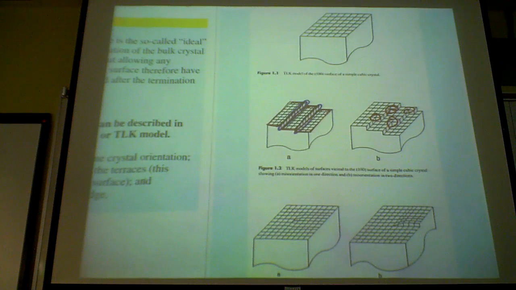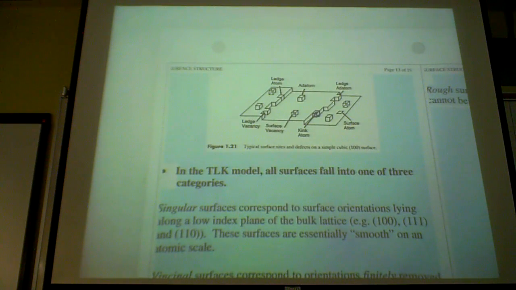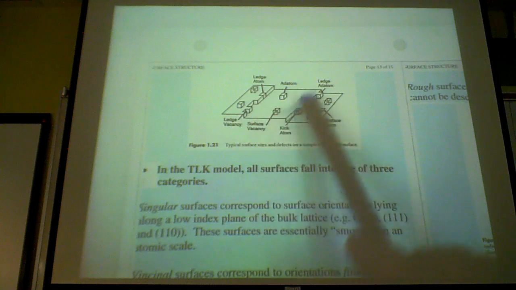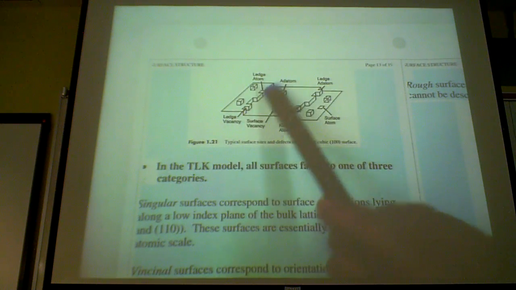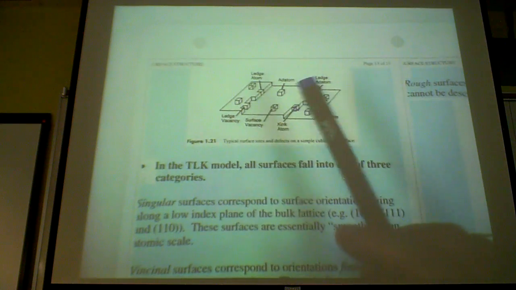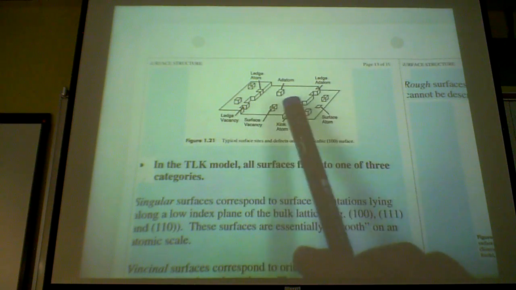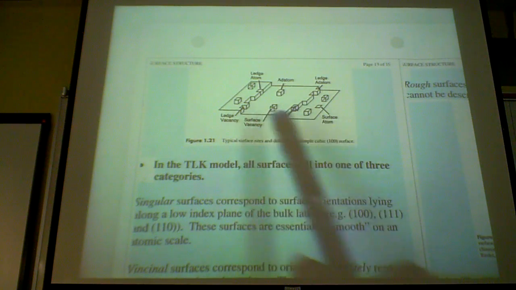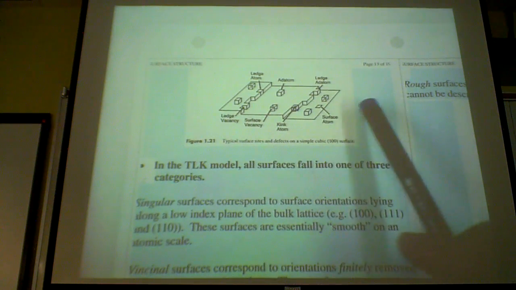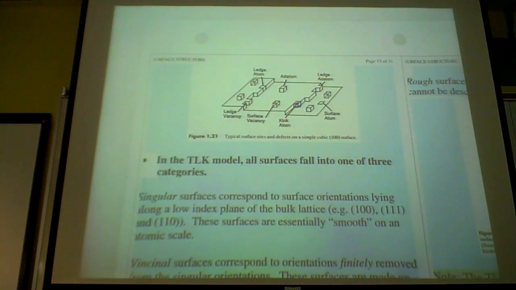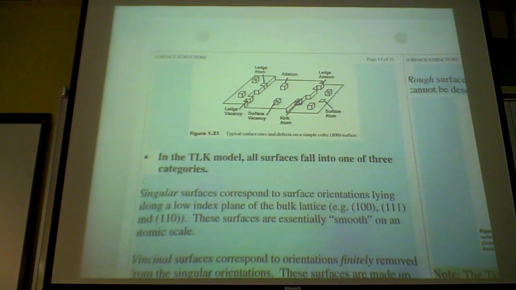If you think about it in a very simplistic way, this is another TLK model of a surface. So you have a terrace in here, and then you have a ledge, and then you have a kink inside the ledge, like this. Of course, in a real surface, you can describe it also like this. There will be defects, and there may be some new atoms. There may be vacancies, missing atoms in your terrace, and stuff like this could occur in your real surface from the ideal surface that we just mentioned.